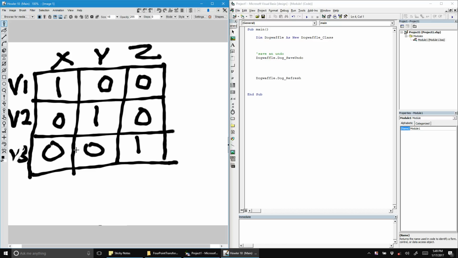And in the next video, we'll look at how to use the matrix class in Howler. So hope that was clear.